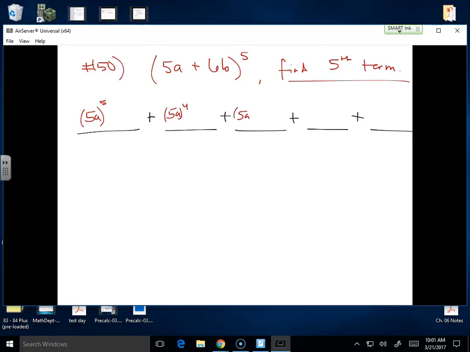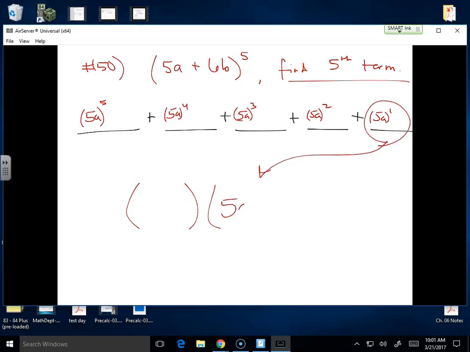How about the third term? How about in the fourth term? Sorry, 1, 2, 3, 4. There we go. How about in the fifth term? We don't have to know everything to be able to zoom in and say, hey, we know something. Remember from yesterday? We know 5a will be raised to the first power.